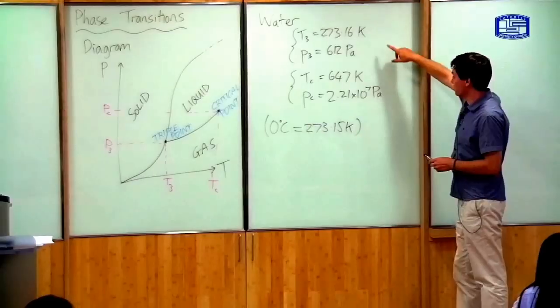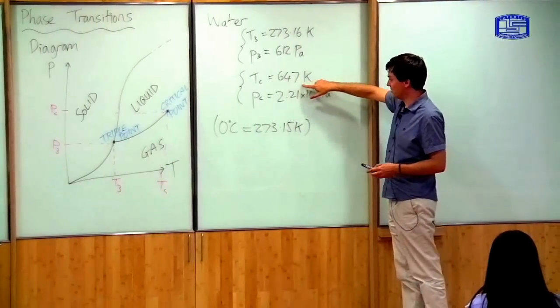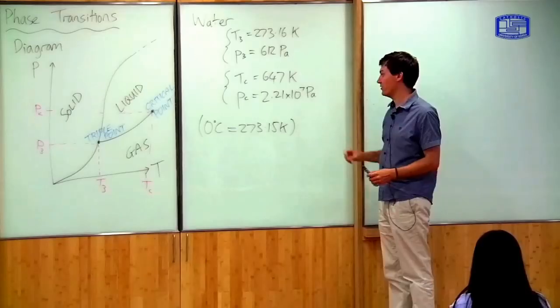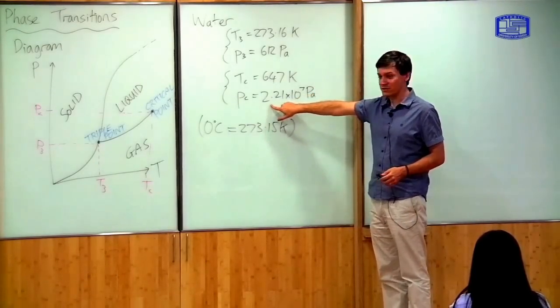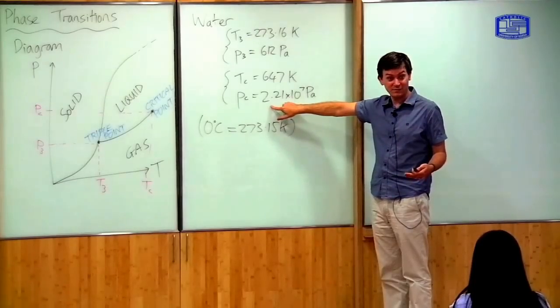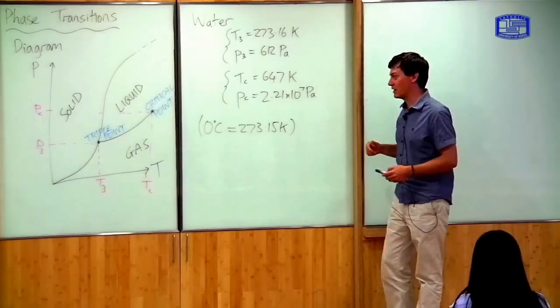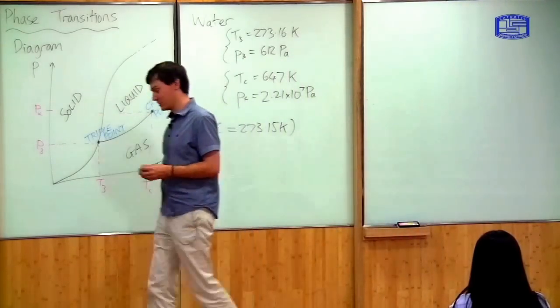Okay. And you notice also for water, the critical point, the temperature is about 400 degrees Celsius. So fairly hot, but not that hot. But the pressure is very, very large. This is about 200 times atmospheric pressure. So in order to reach the critical point of water, you have to go to very, very high pressures. So we never usually see it under normal conditions.